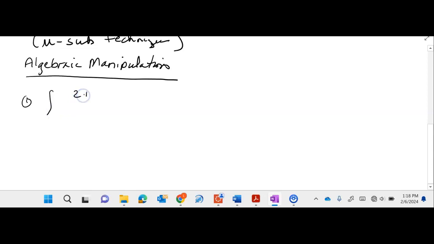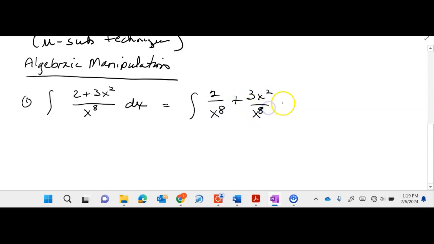Of course, if you have any polynomial of any size, I have a binomial here, we could have a trinomial or any size, and it's all over a single monomial, a single term, you can always break those up, right? 2 over x to the 8th plus 3x squared over x to the 8th dx. In breaking those up, we can then simplify and put them so they're no longer fractions, so we can use our negative exponents in this case. So that one's going to end up being 3 over x to the negative 6.